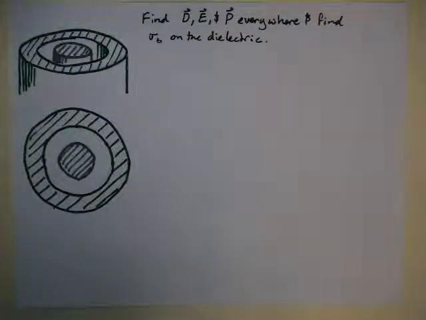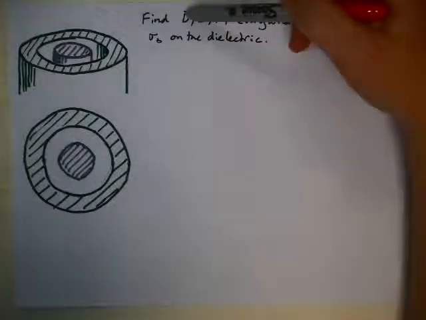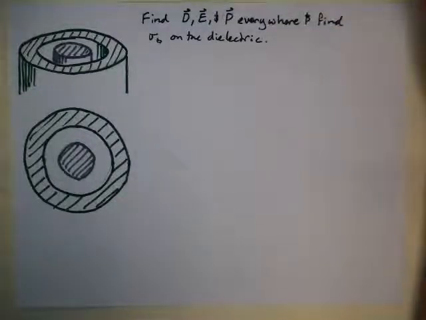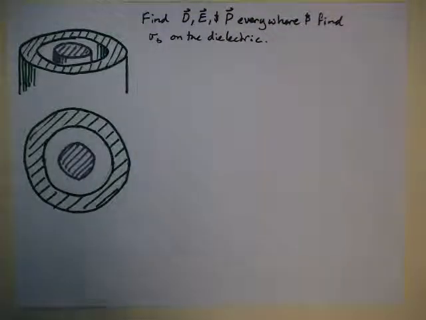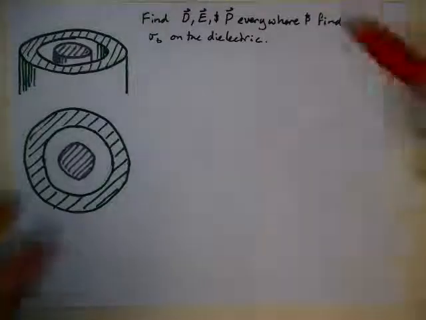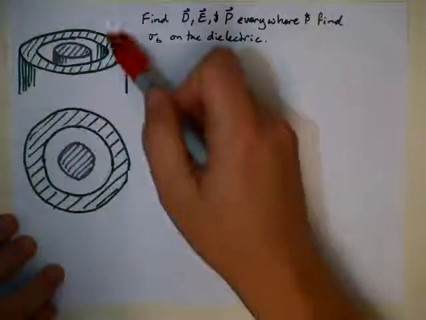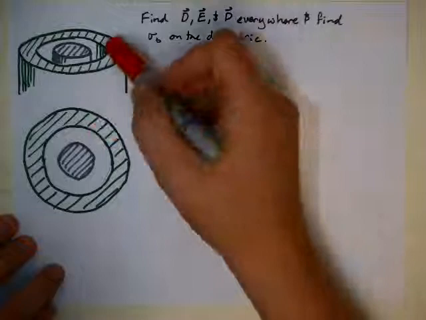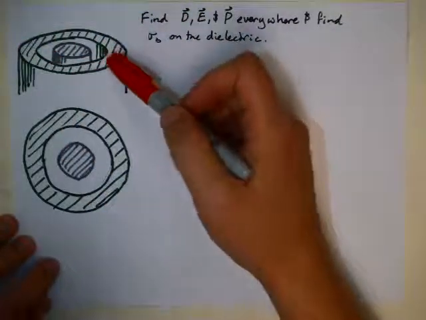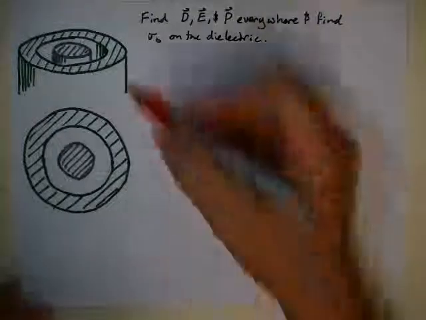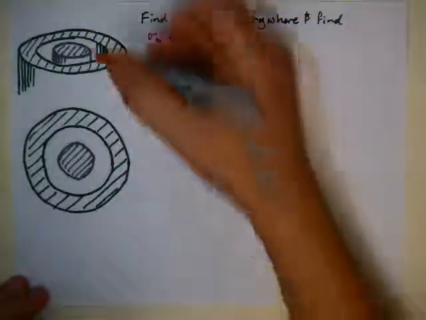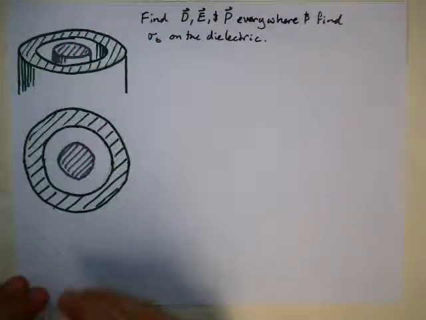This is an example problem where we are asked to find the electric displacement field, D, along with the electric field and polarization everywhere, and then find the bound charges on the dielectric. What I've drawn here is a thick outer tube of dielectric material, PVC or rubber or something, with an air gap or vacuum gap between, and then a conductor on the interior.